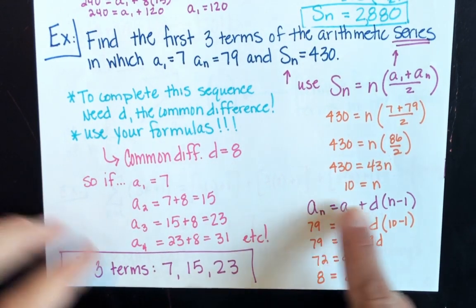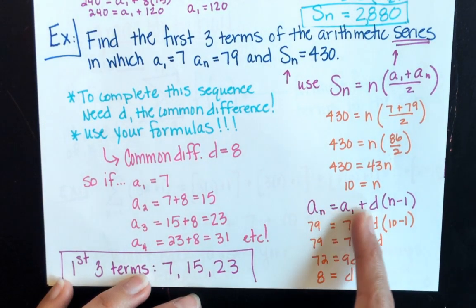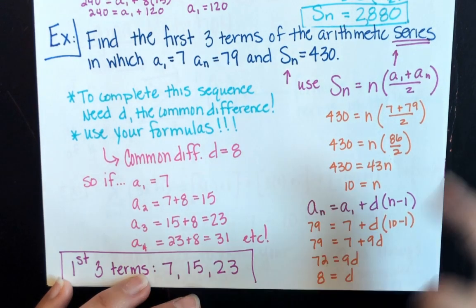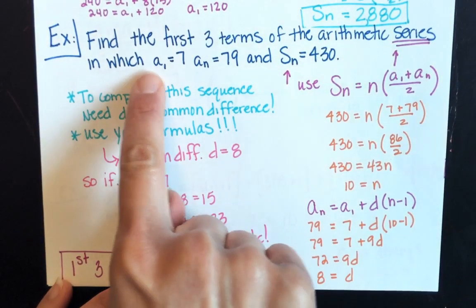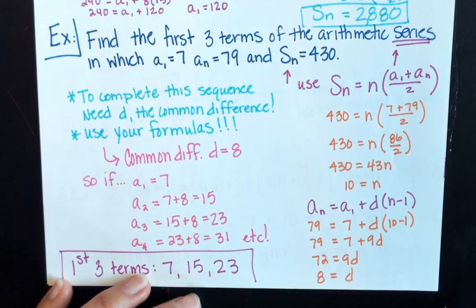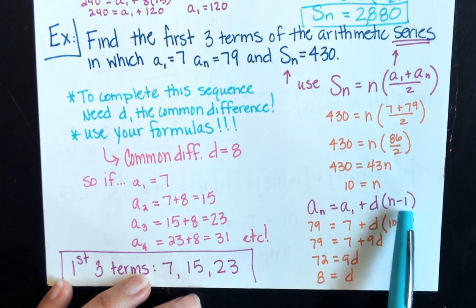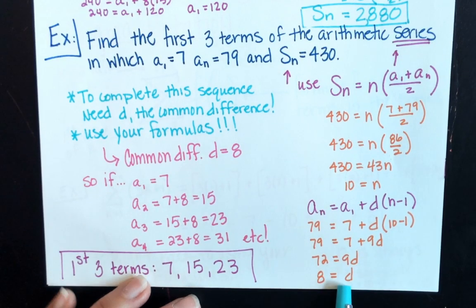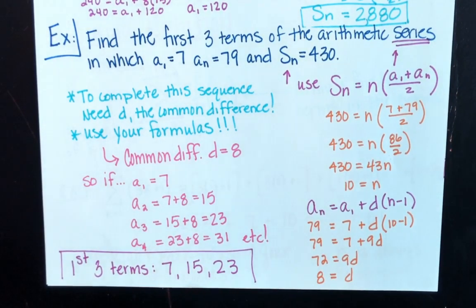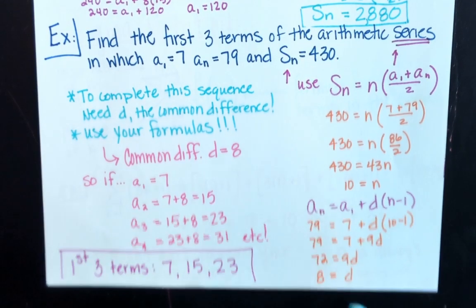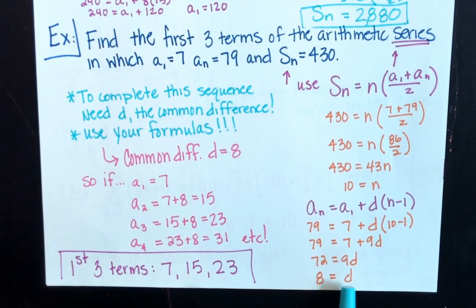So now that I have n, I can plug it into this formula to find that common difference. So I used this formula with the values that were given to solve for n. Now that I know what n is, I can plug everything into this formula because the only variable left is the common difference. And I find the common difference of this series that I had no idea at the beginning how many there are or what the pattern is. I now know that I'm going to add 8 to every one of them.